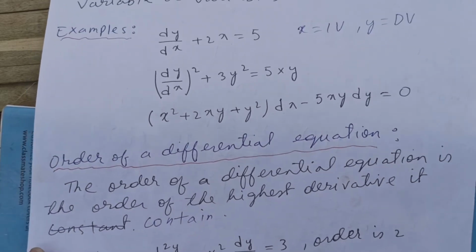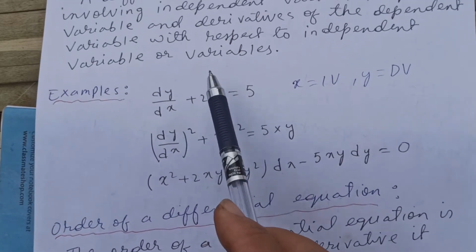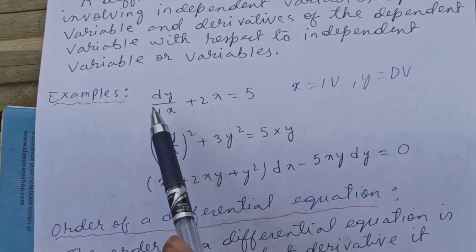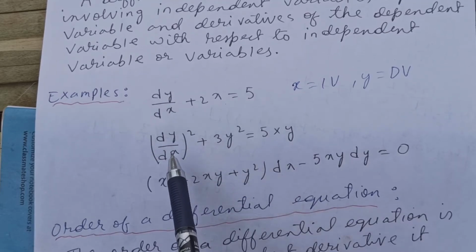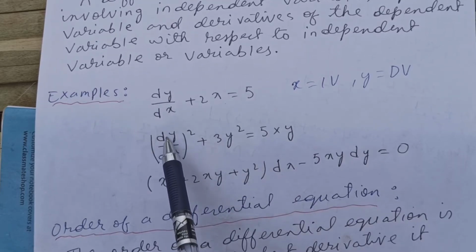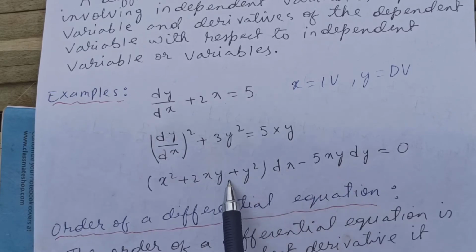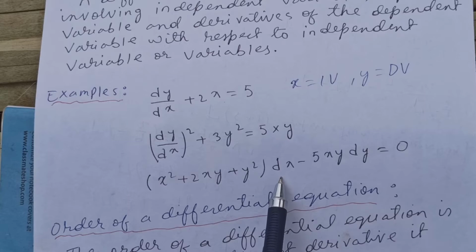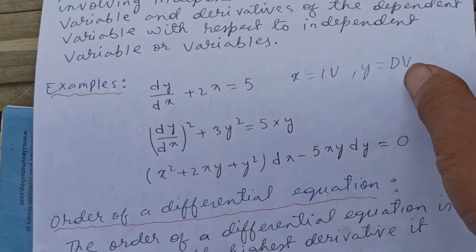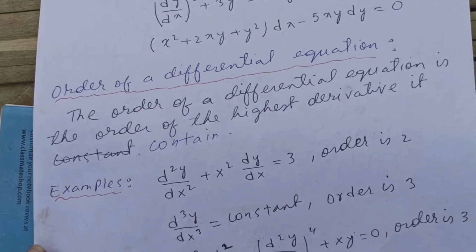And here the highest derivative is 1, and here the highest derivative is still 1 because it is one time only. And this also has the highest derivative 1. That is what we call the order of a differential equation.